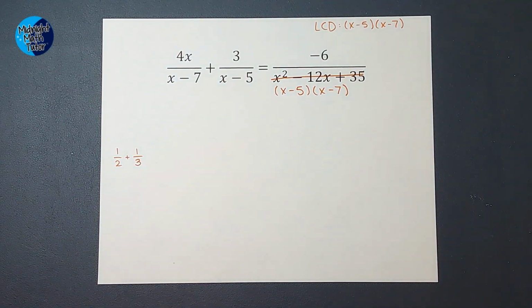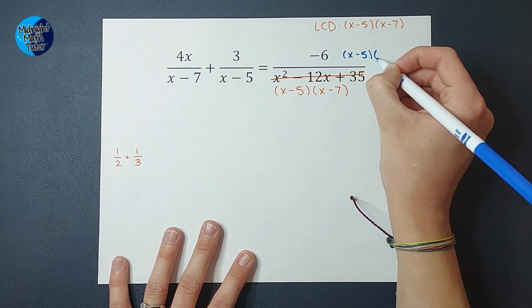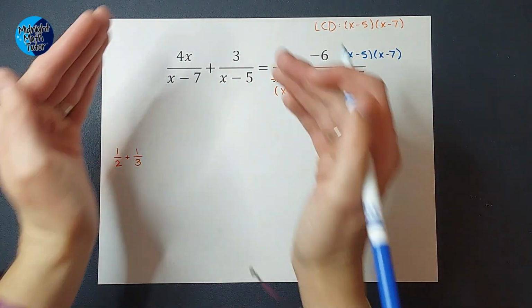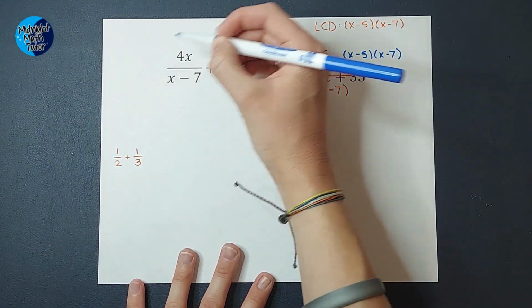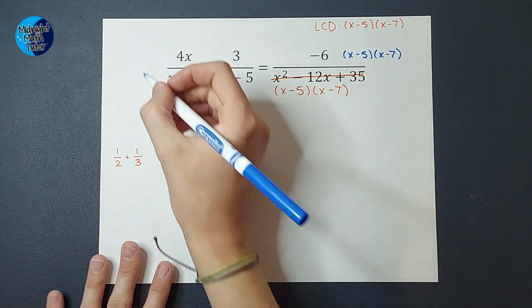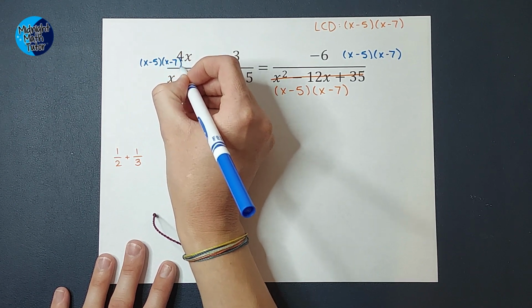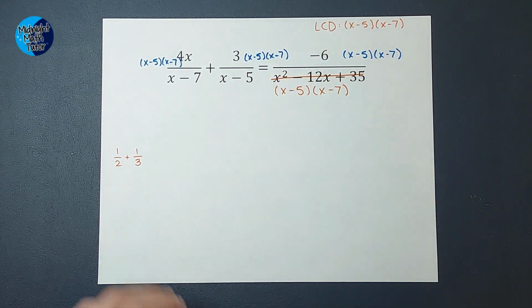So watch what happens when I multiply both sides by this, okay? I'm going to use a different color. So I'm going to multiply everything by x minus 5 times x minus 7, okay? So we're multiplying this side, x minus 5 times x minus 7. And then I'm multiplying this side, okay? Keeping in mind, I'm multiplying both of these, right? So I'm really distributing it in and multiplying them both, okay? So I'm multiplying this guy by x minus 5 times x minus 7, and this guy, x minus 5 times x minus 7. Okay? Now watch what happens.